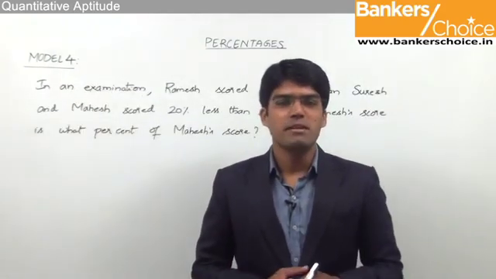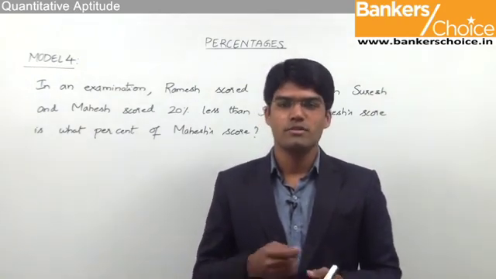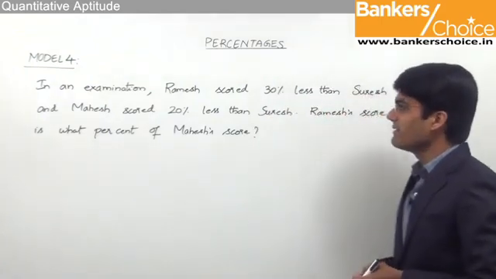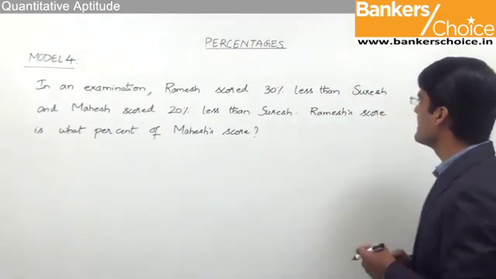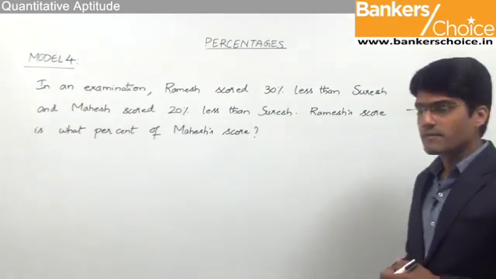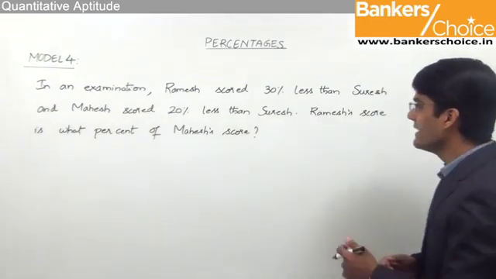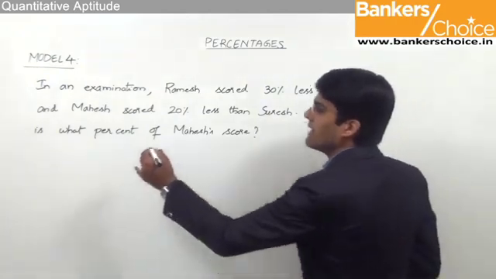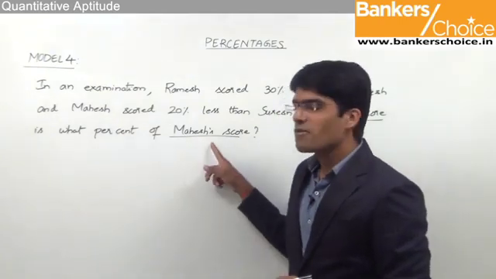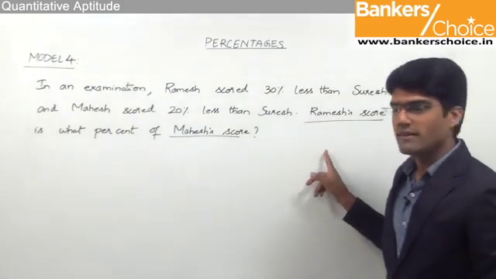Let us now take an example based on the model that we have just discussed. That is X is what percent of Y should be equal to X by Y into 100. The question here is in an examination, Ramesh scored 30% less than Suresh and Mahesh scored 20% less than Suresh. So Ramesh's score is what percent of Mahesh's score? As you can see here, the given question, Ramesh's score is what percent of Mahesh's score, is in the form of X is what percent of Y. So our answer here should be Ramesh's score by Mahesh's score into 100.